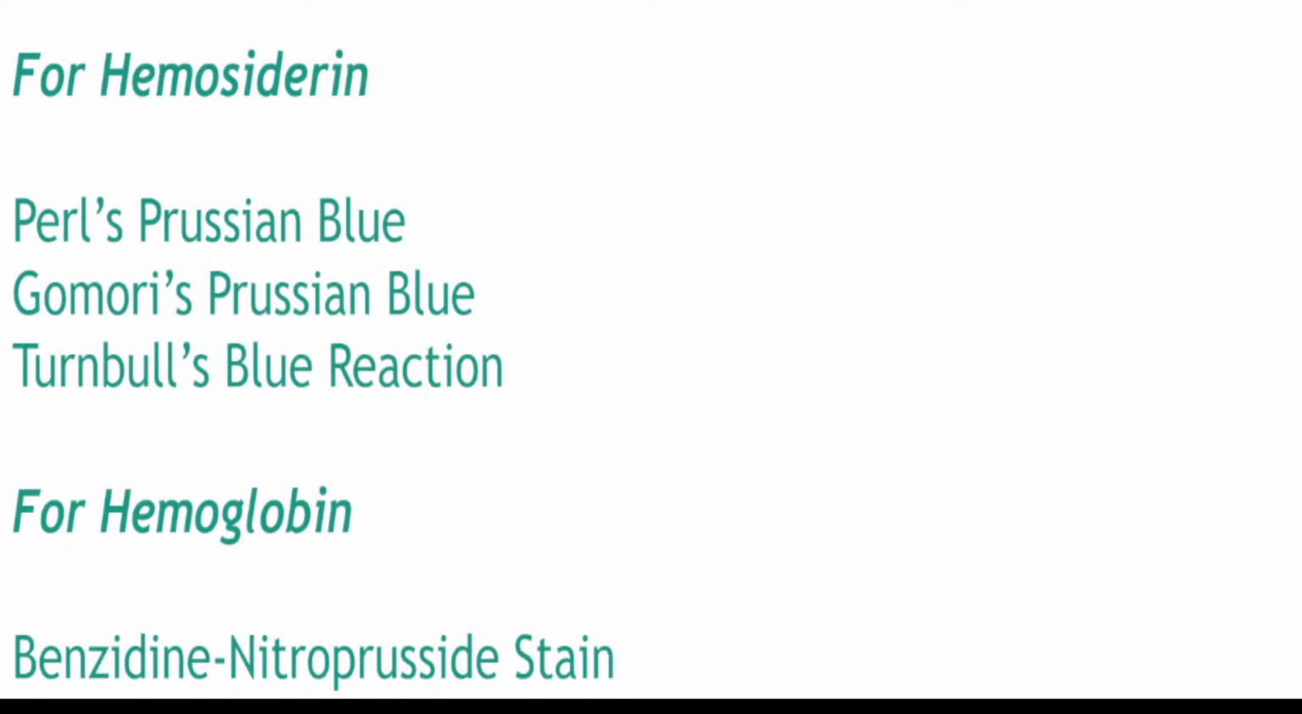Test for hemosiderin. Do not forget Perls' Prussian blue, class. The most important thing. Okay, Perls' Prussian blue. For hemoglobin, nitroprusside. If you hear the word nitroprusside, that means you're testing for hemoglobin.